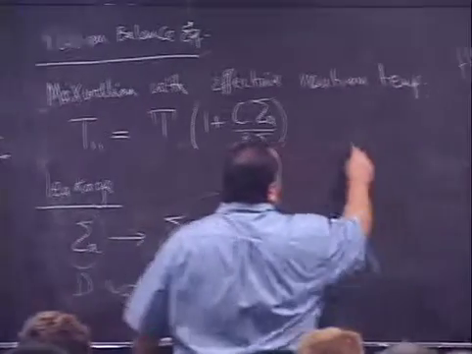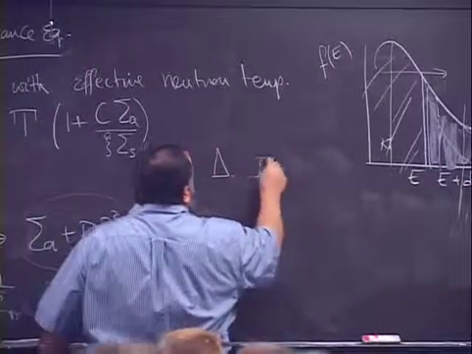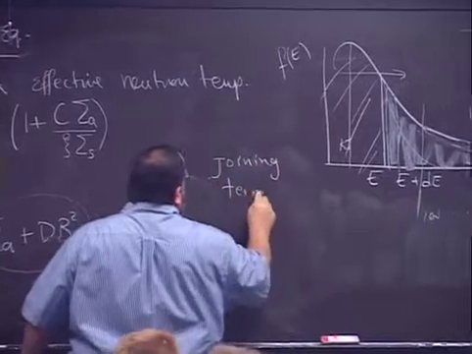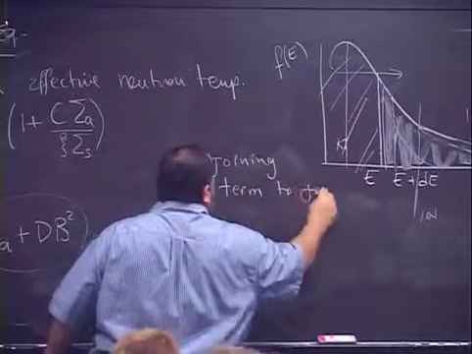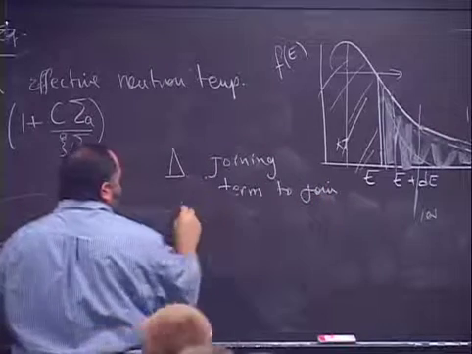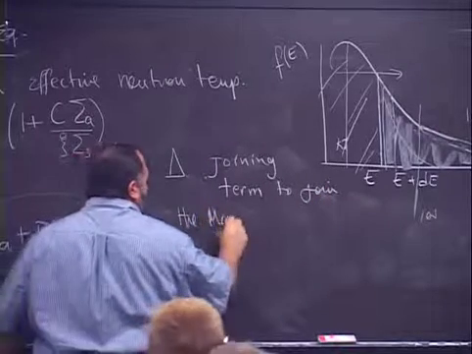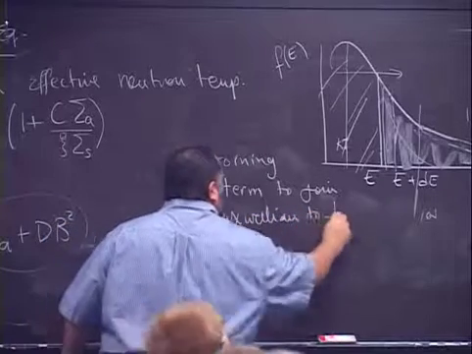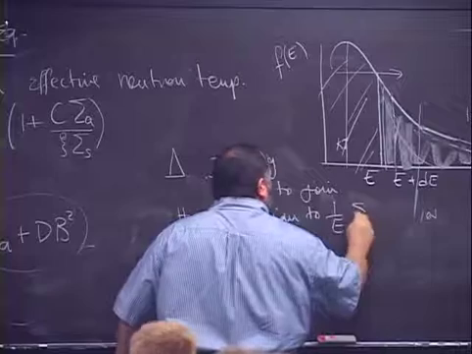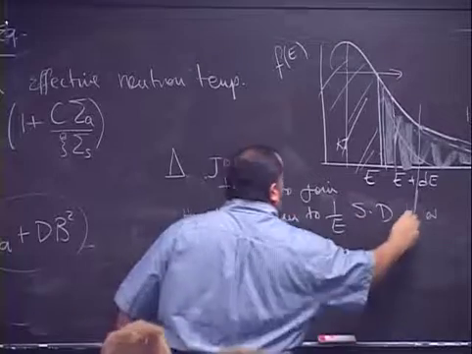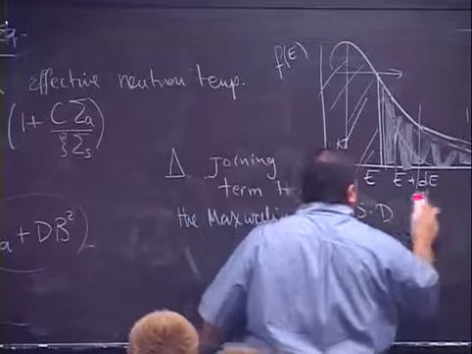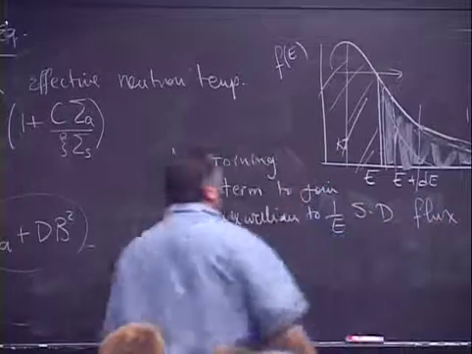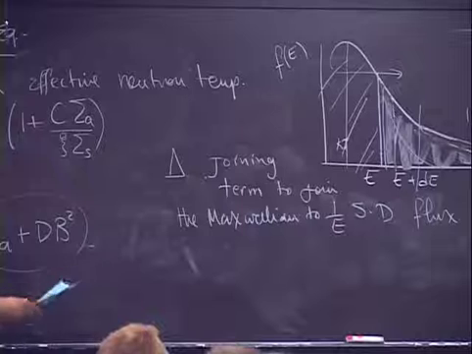So the joining term is delta. It's a joining term to join what? The Maxwellian to the 1 over E slowing down flux. SD is slowing down. Okay guys?